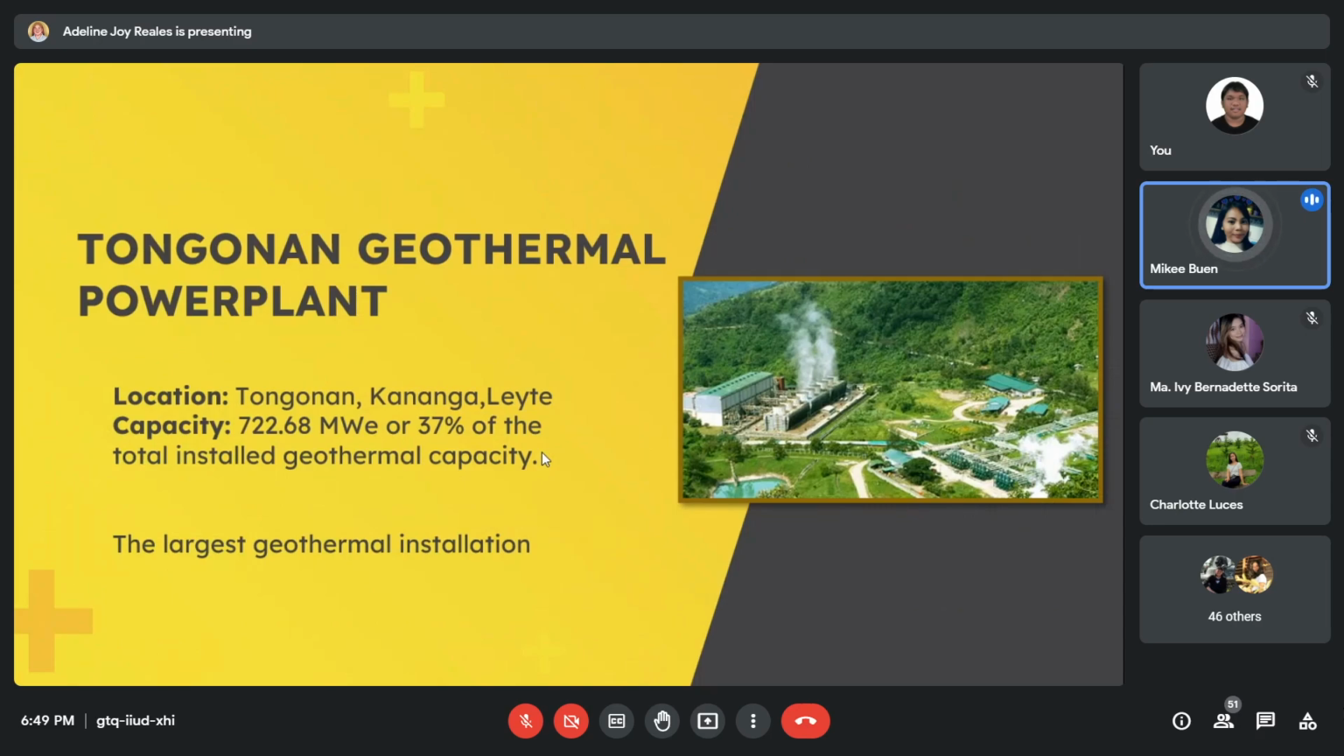The Tongonan Geothermal Power Plant. The Tongonan Geothermal Power Plant is the largest geothermal installation in the Philippines. It is located in Kananga, Leyte, and has a capacity of 722.68 megawatts electric, or 37% of the total installed geothermal capacity.